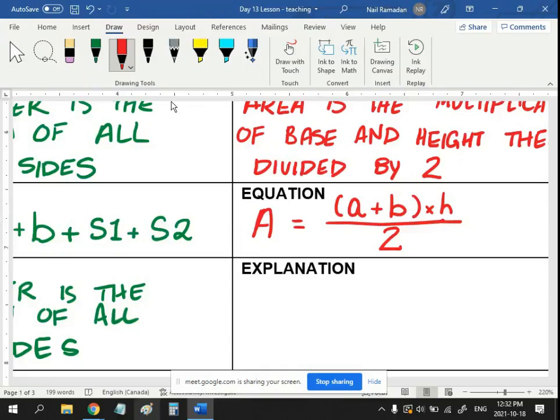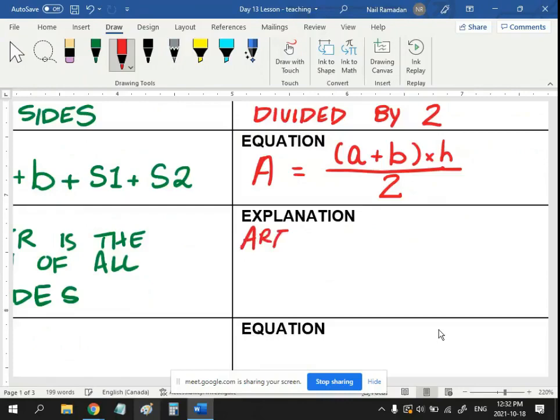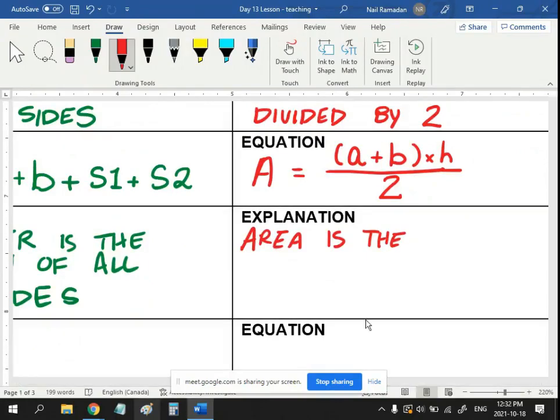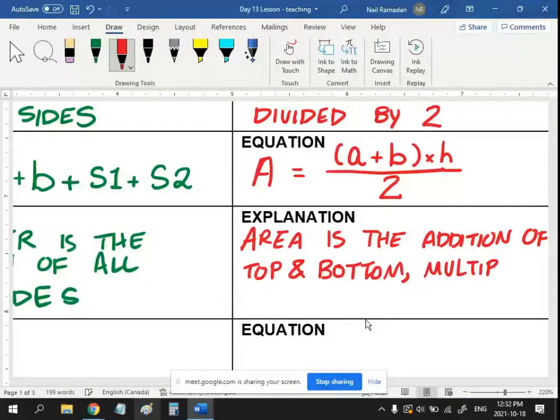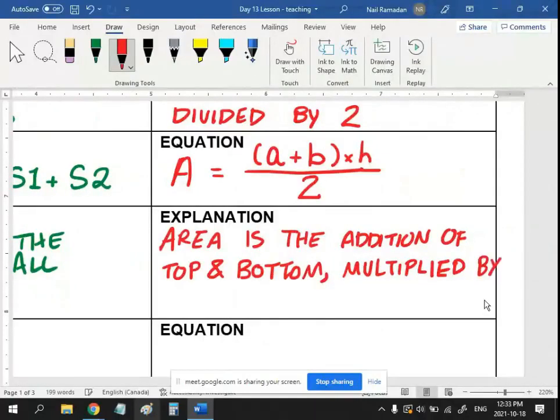So how could we explain this? Well, we could say you add the A and B, so you add the top and the bottom, you multiply by height, and then you divide by 2. So let's write this down, kind of explaining what the equation is. Area is the addition of top and bottom. You can just write the word and, top and bottom, multiplied by height. Then you divide by what? Then divided by 2. So it's like 3 things you have to do step by step.